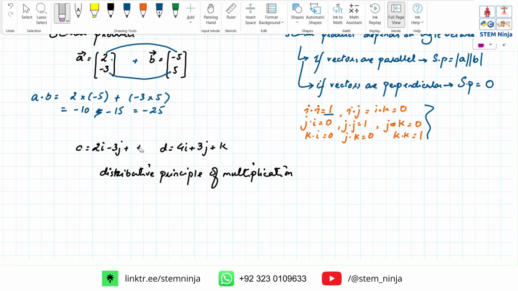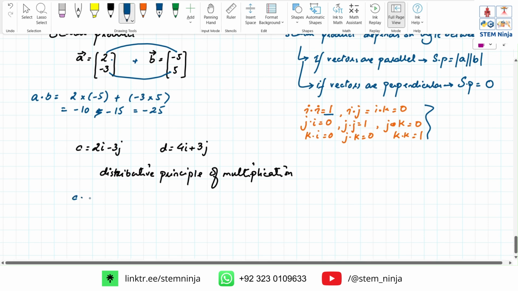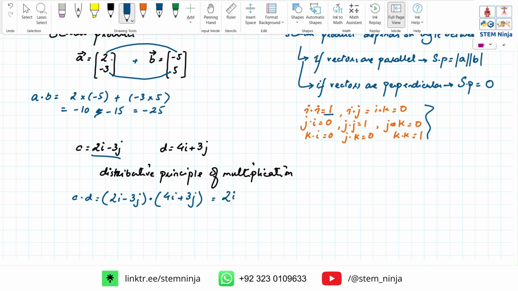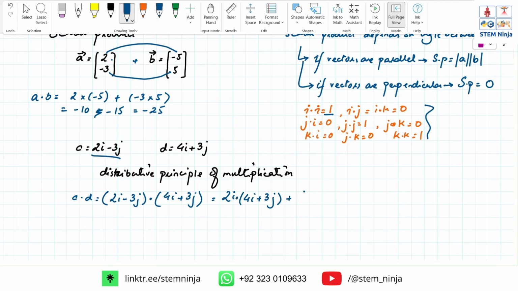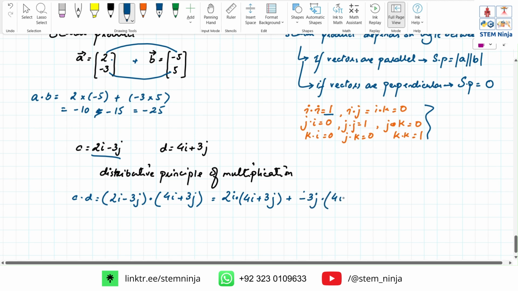Actually, this would be a very long process, so I'll stick to 2D. So c dot d, you can do this process: 2i minus 3j dot 4i plus 3j with the distributive principle of multiplication. So 2i times 4i plus 3j. Just hang on for a second and then you will see. And then minus 3j dot 4i plus 3j.